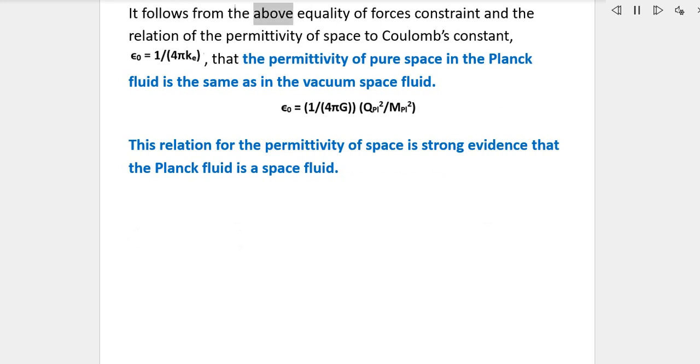It follows from the above equality of forces constraint and the relation of the permittivity of space to Coulomb's constant, that the permittivity of pure space in the Planck fluid is the same as in the vacuum space fluid. This relation for the permittivity of space is strong evidence that the Planck fluid is a space fluid.